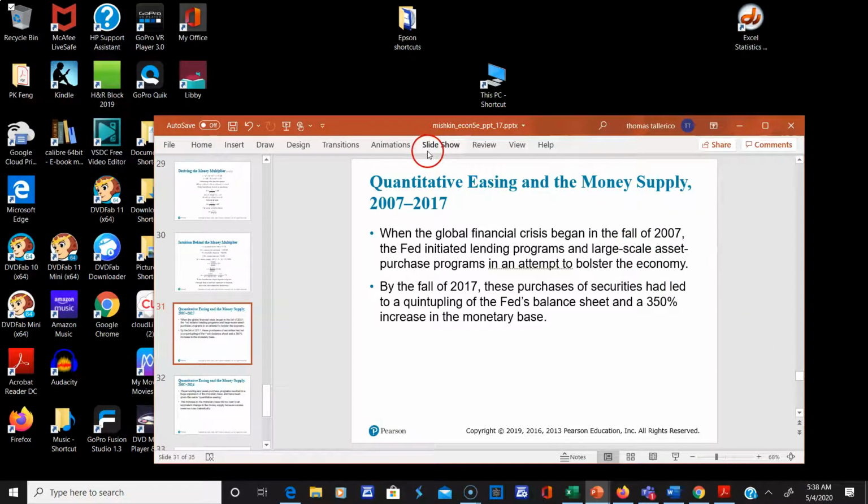All right, so basically just a little quick history here. When the global financial crisis began in the fall of 2007, the Fed initiated basically lending programs, called TARP programs. The goal was to bolster the economy. And basically these purchases of securities by the Fed to put money into the economy led to a large increase in the Fed's balance sheet. And basically, the monetary base was up 350%. So they had a lot of extra cash floating around out there.